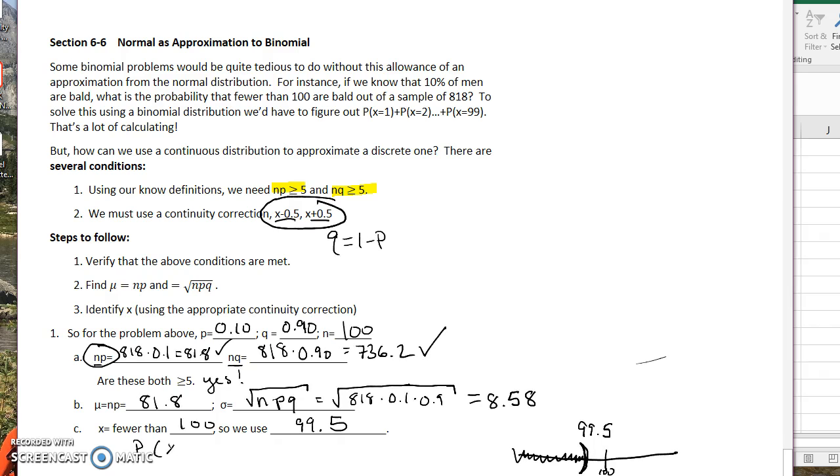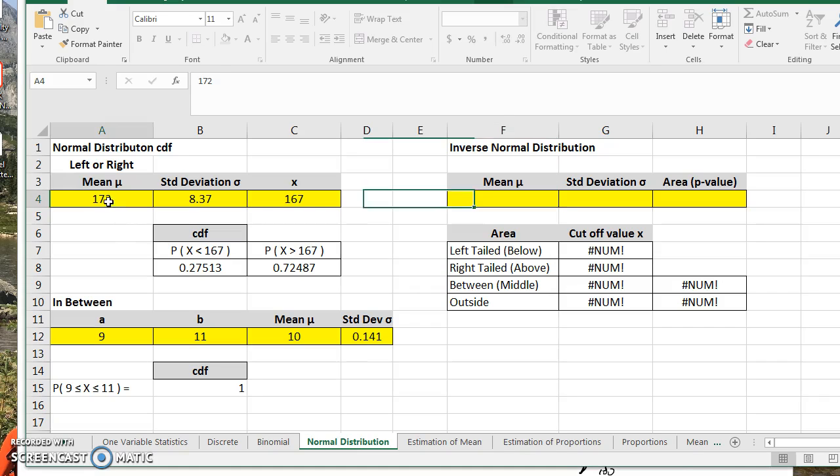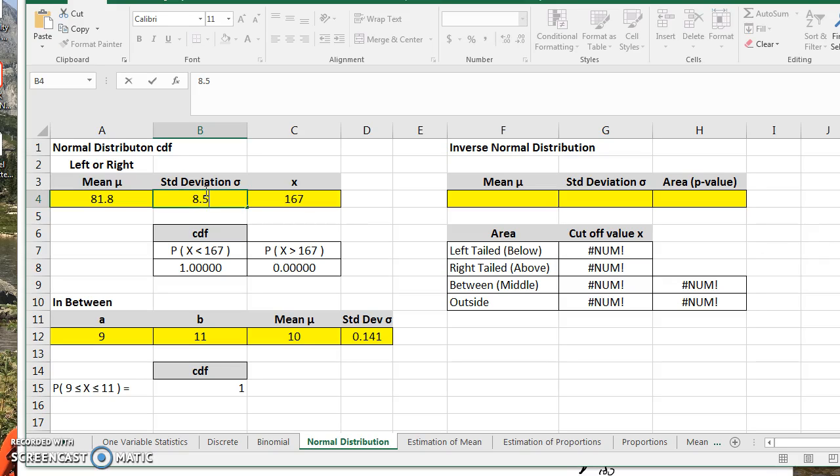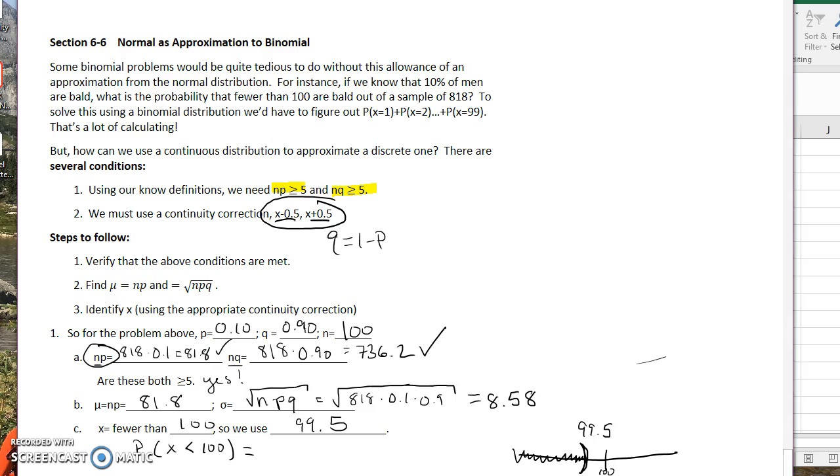So the probability that we select fewer than 100 men is equal to, let's put this in the Excel spreadsheet. My mean was 81.8, my standard deviation was 8.58, and I'm doing fewer than 100, so we use 99.5. We're picking this one right here. So the probability that fewer than 100 men are bald is 98%. In the next video, we're going to look at some more applications of this.